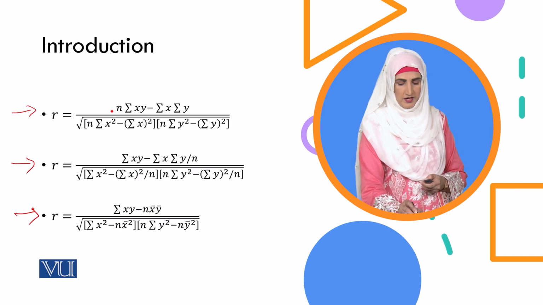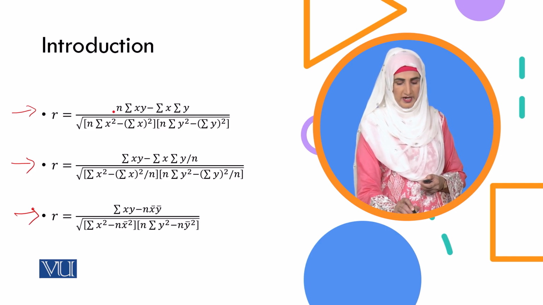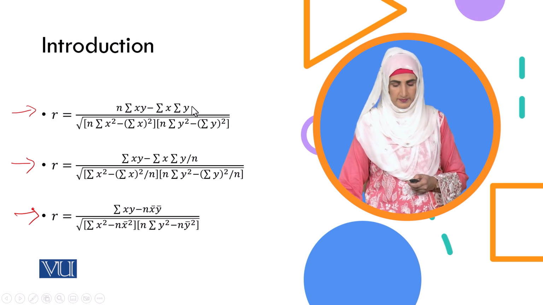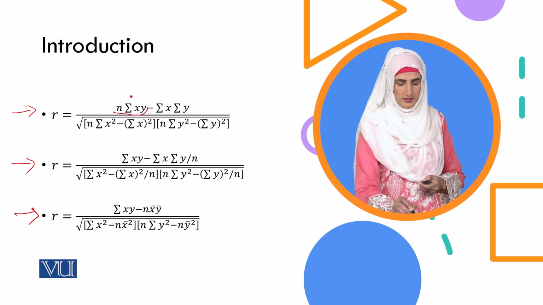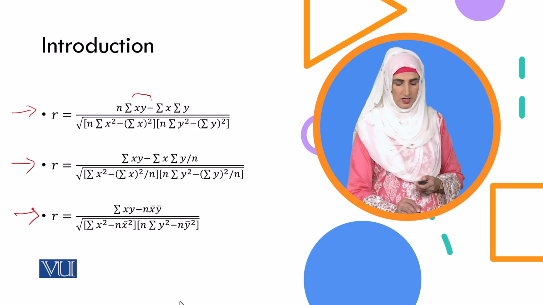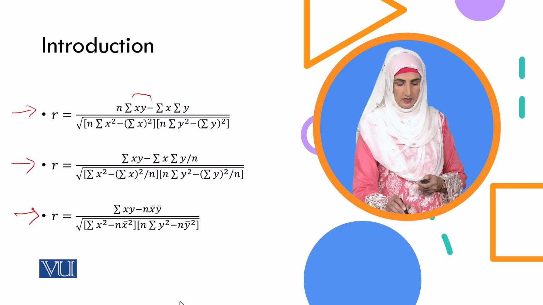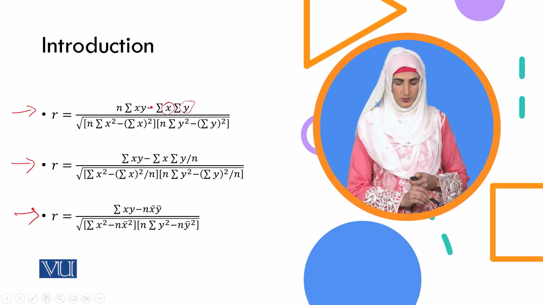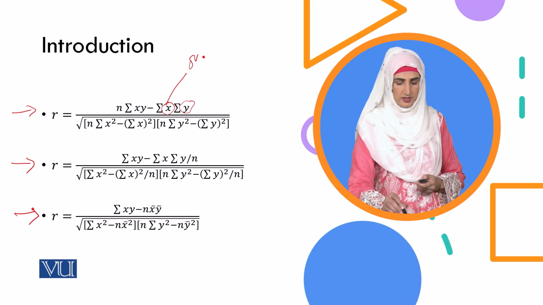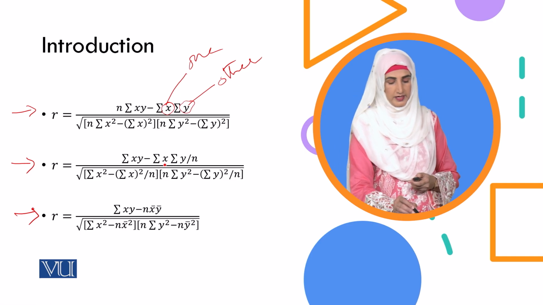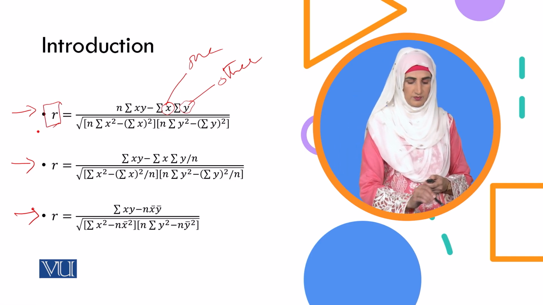First one having n summation xy minus summation x summation y. This summation means that you have to construct this column first and then take the sum of this column. X and y are your variables which are given. This is one variable and this is the other variable. Both are given in the question or quiz, and you have to calculate the correlation which is denoted by R.